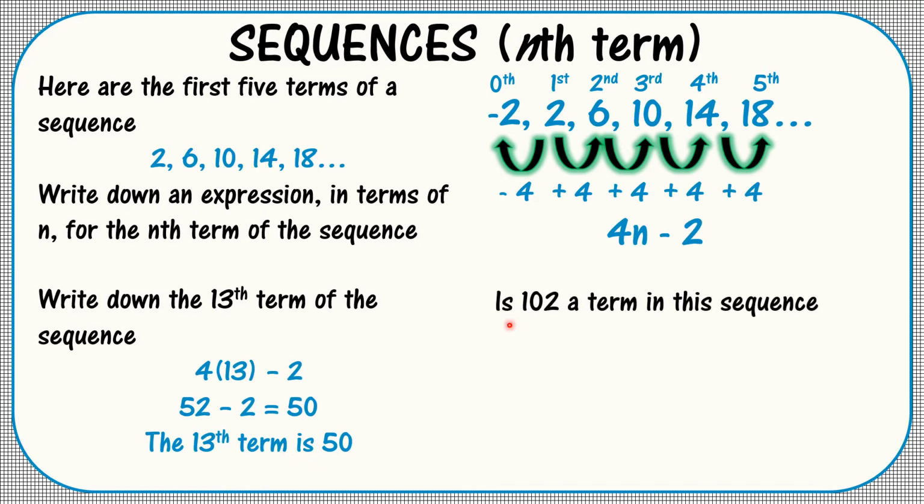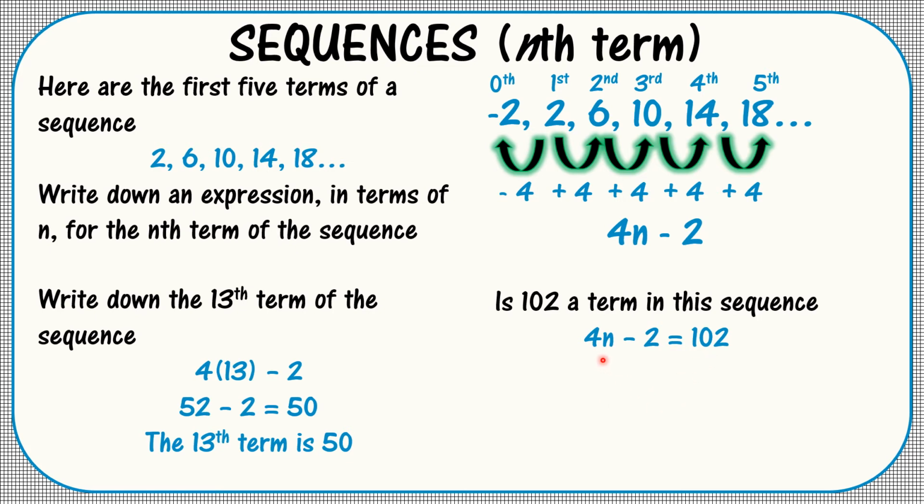The next question says, is 102 a term in this sequence? Again, the way you lay this out, you write 4n minus 2 equals 102, and you will solve for n. If n is a whole number, if n is an integer, then 102 is in this sequence. If n is not a whole number, then 102 is not in the sequence.